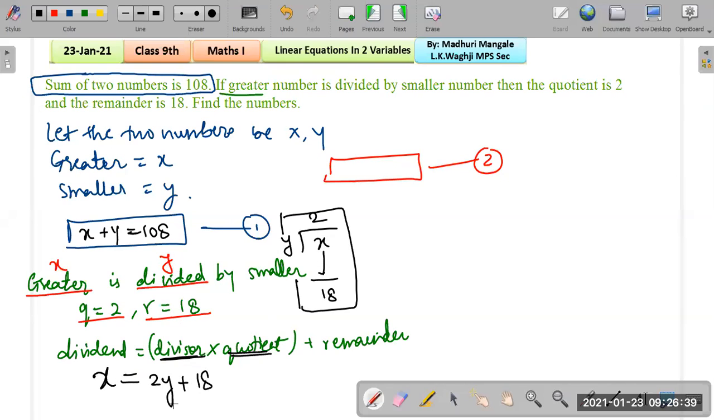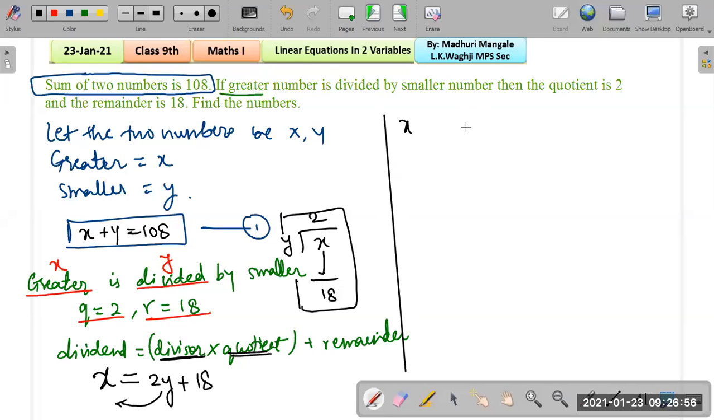And now you had to get the x and y terms on one side. So that would be shifting 2y to this side. So that would give you x minus 2y equals 18. That was the second equation: x minus 2y equals 18.